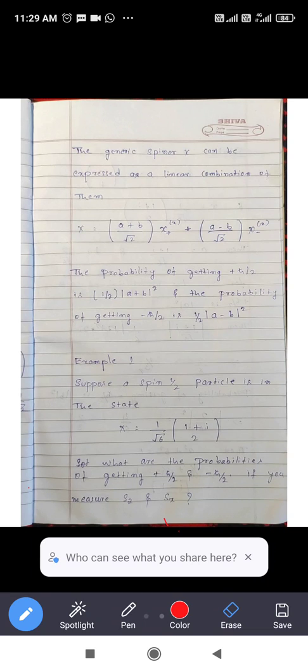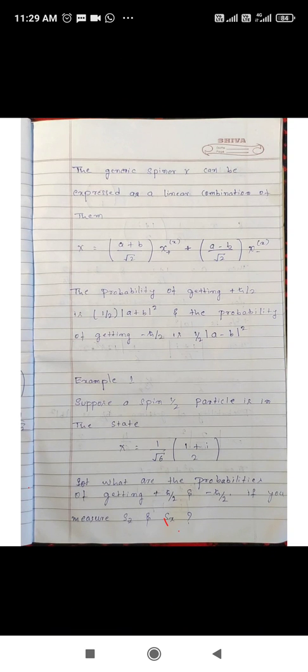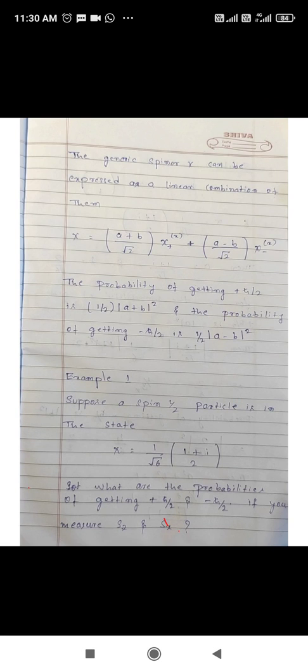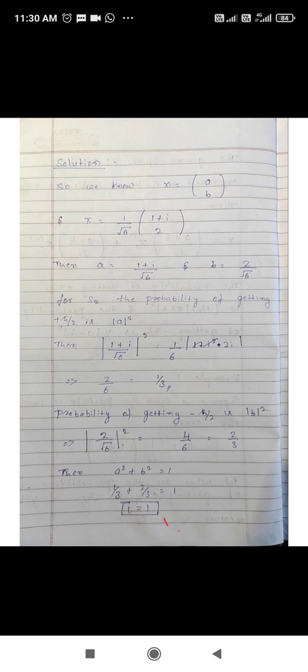Next, what is the question? What are the probabilities of getting h cross by 2 and minus h cross by 2 if you measure Sz and Sx? So here the question is direct. The probability of getting the eigenvalues of the Sx and Sz components, plus h cross by 2 and minus h cross by 2. Okay, solution.